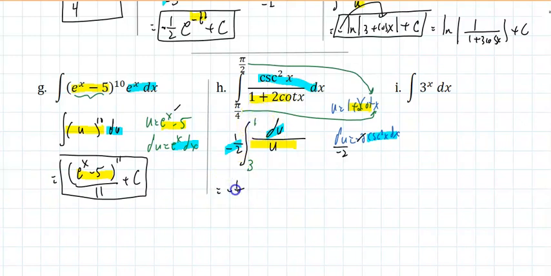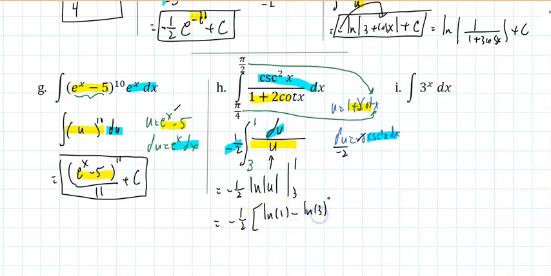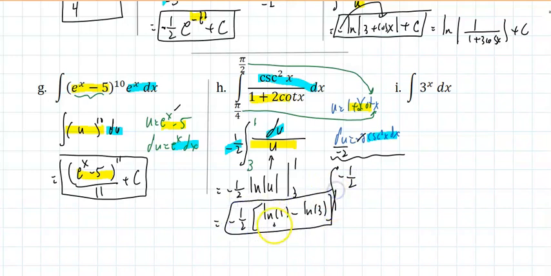So that would be negative 1/2 times, and this is nothing more than natural log of absolute value of u evaluated from 3 to 1. So that would be negative 1/2 times natural log of 1 minus natural log of 3. And again, on a test, I'll accept this as an answer. Natural log of 1 is 0. So the back of the book will have 1/2 natural log of 3, or natural log of square root of 3. But this is a fine answer, and you could leave the answer like that.